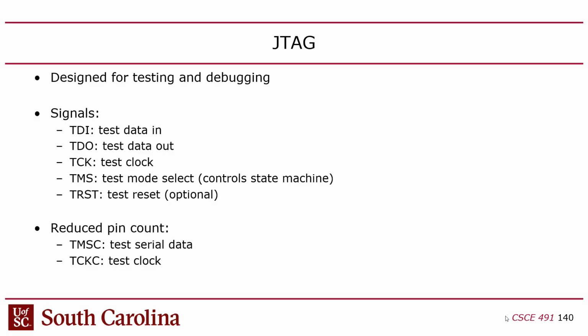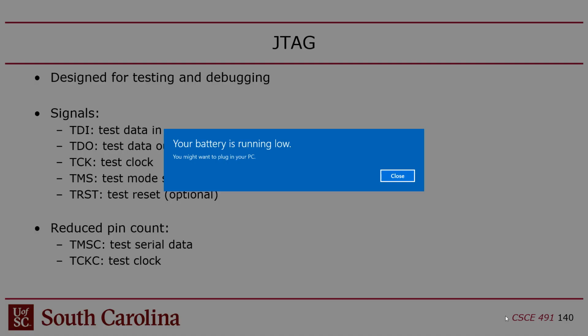So it's a serial protocol, obviously. It's got TDI and TDO. TDI stands for test data in, and TDO is test data out. And that is equivalent to MOSI and MISO in SPI. It's exactly the same, just different names. Now with JTAG, though, JTAG was designed to support multiple chips connected in a daisy chain.